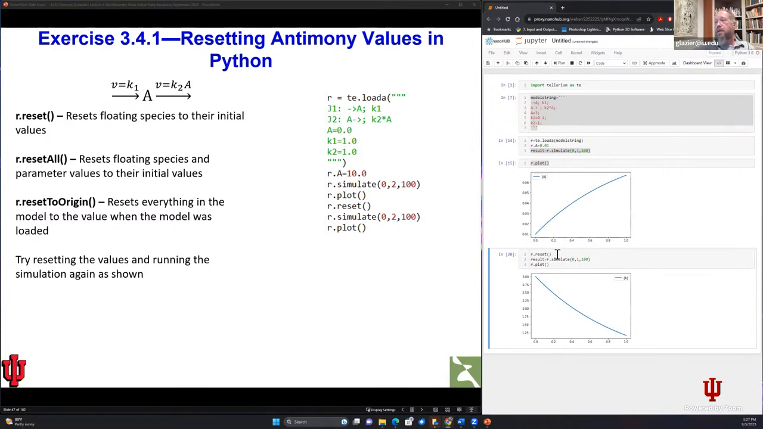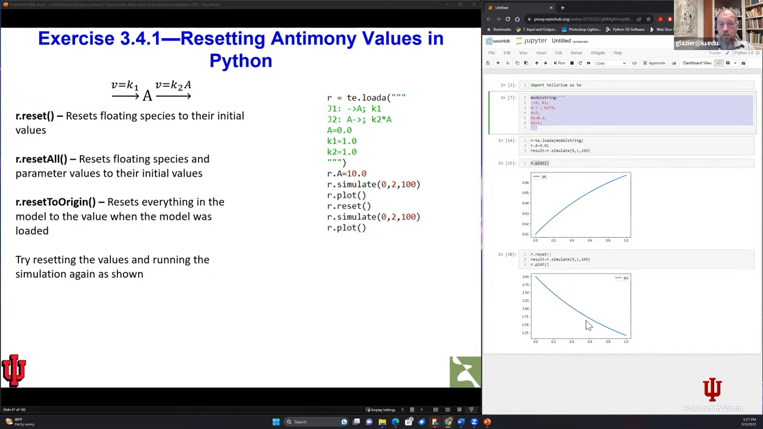This is not what I was expecting, actually. Let me see what happened. I ran simulate from 0 to 1. And now I reset it and I simulate, and the value is now going down. Why is that? Let's see. If I use reset all, what happens? Okay. So reset actually, look what I did. I set the value of A to be 0.1 here. What does reset do? Reset reads the value of A I defined in the string, which was 3. And so here it's starting at 3.